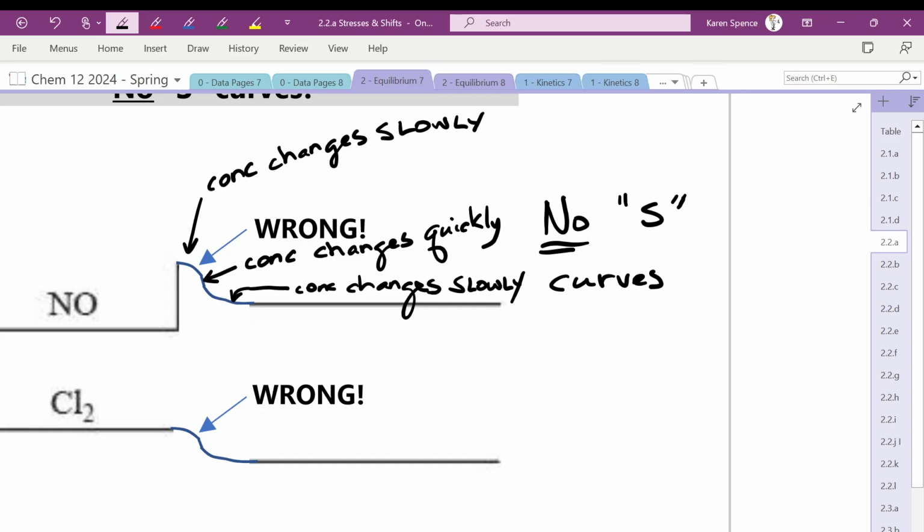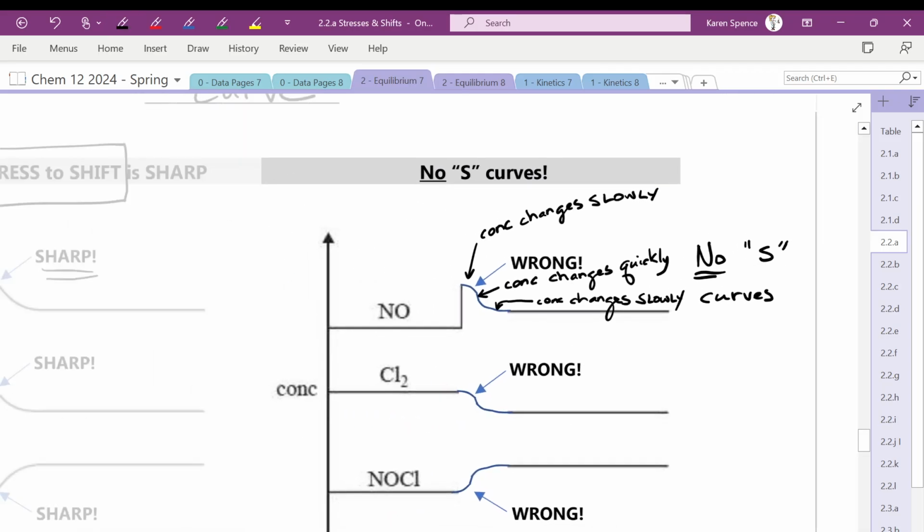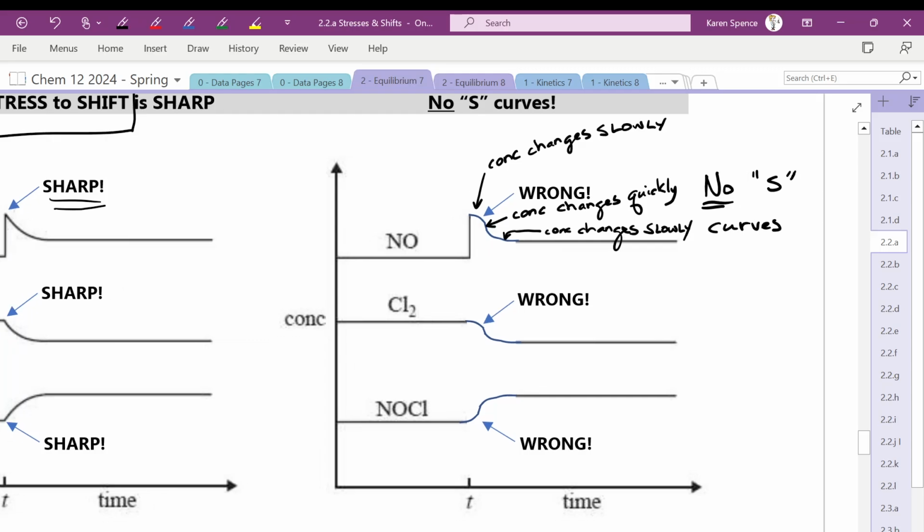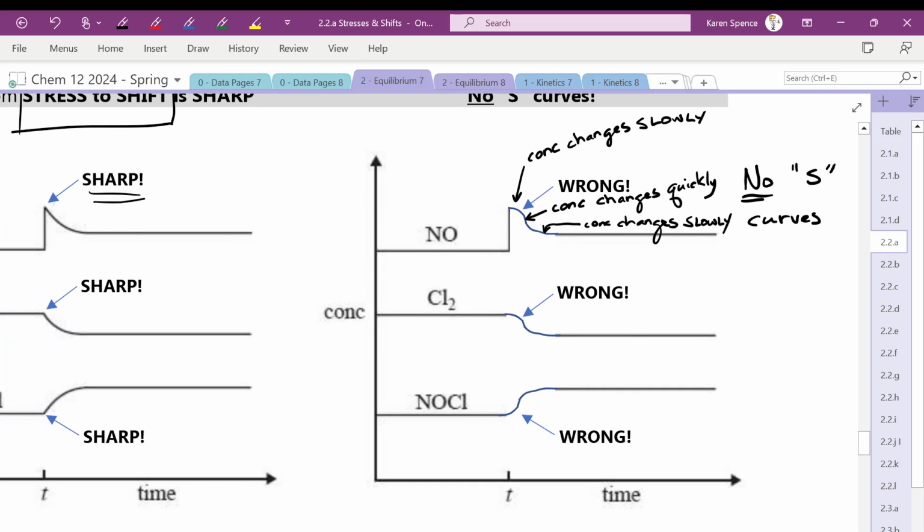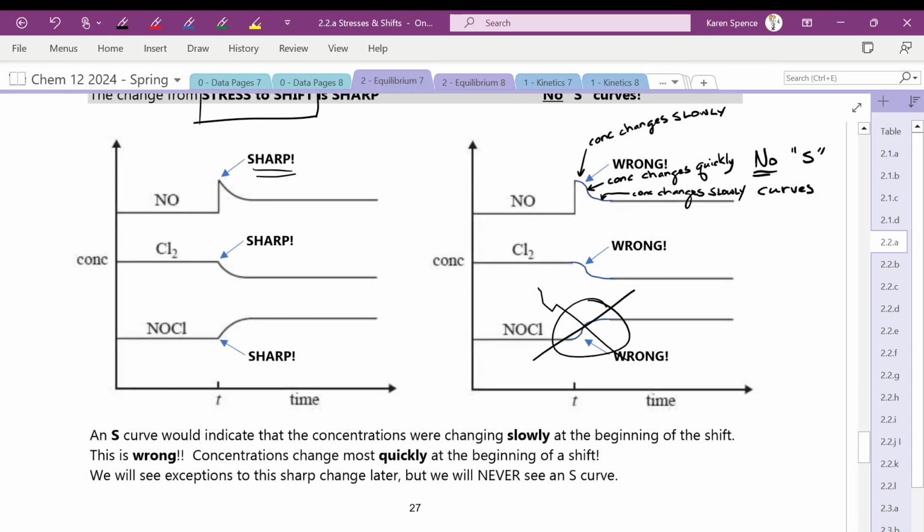Okay? So you can think of it in terms of the rate of change. It's always fast rate of change, then it gradually becomes slower. Or you can think about it as you need a sharp transition, or as not having any S curves. I don't care which one your brain chooses, but just don't draw me things that look like that because I will be very sad. And you will be very sad because you will not get full credit for it. Okay? All right.